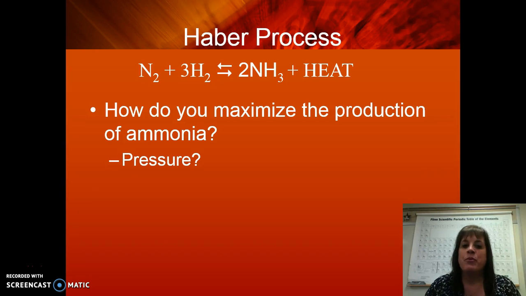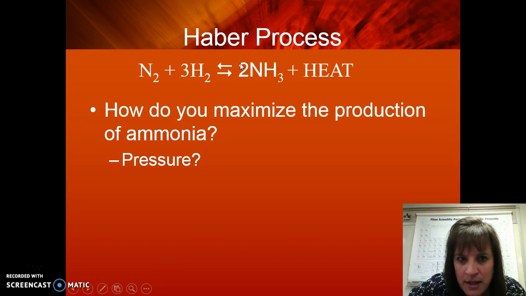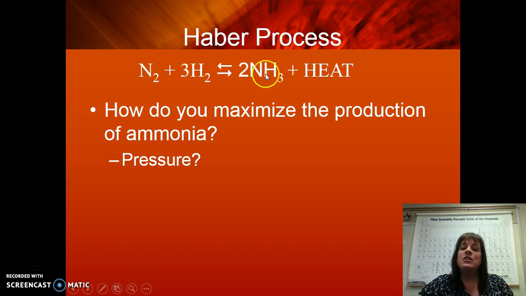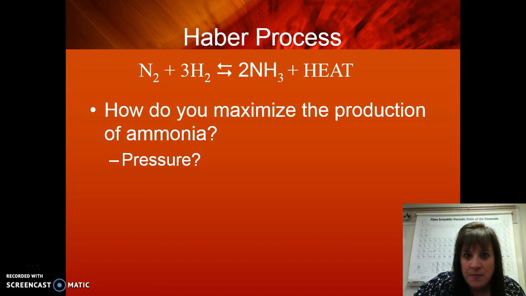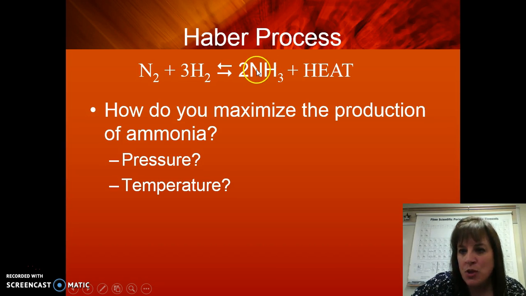Well, how could we change the pressure? Let's count molecules. If we have 3 hydrogen and 1 nitrogen here, I have a total of 4 molecules on this side, and I only have 2 molecules on this side. We don't count heat as a molecule. So if I want to increase the ammonia, then I want to shift the direction to the right. So I want to shift toward the side with fewer molecules. That means I need to increase the pressure, right? If I increase the pressure, I'm going to shift in the direction to produce fewer molecules. So shift to the right.